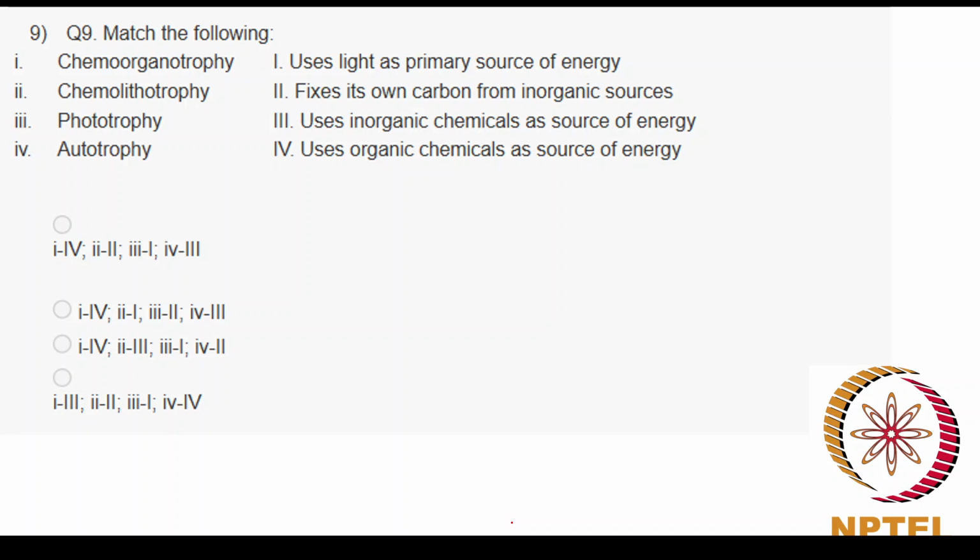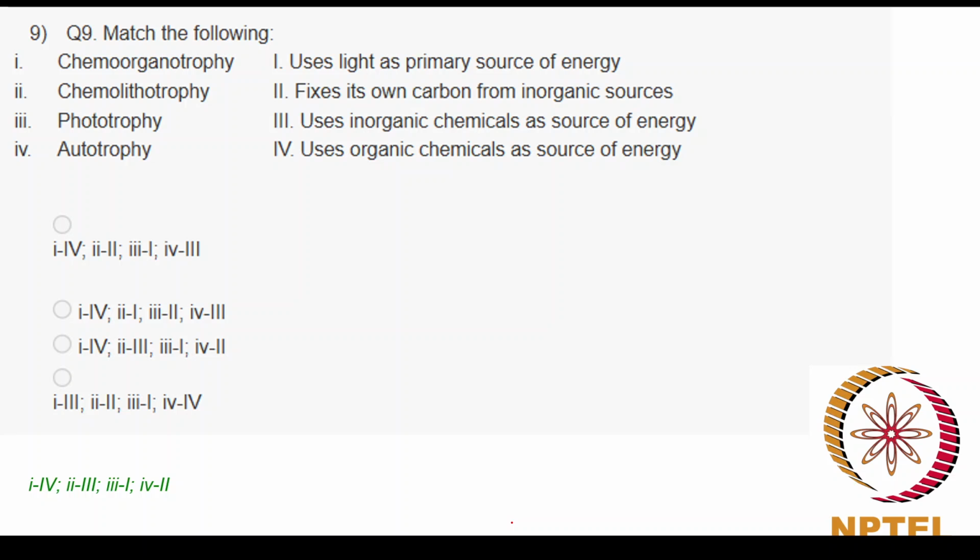Okay, the solution for this question is: one will go to fourth. Chemoorganotrophy uses organic chemicals as a source of energy. Chemolithotrophy uses inorganic chemicals, litho meaning inorganic, as a source of energy. Phototrophy, photo means light, so it uses light as the primary source of energy. And autotrophy is like the plants are autotrophic, right? Phototrophy and autotrophy both are governed by the plants.